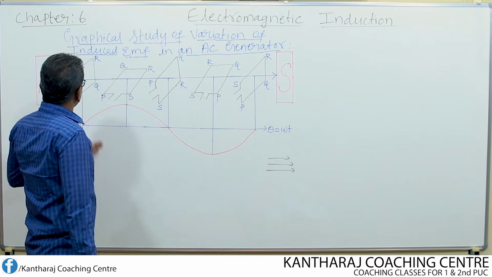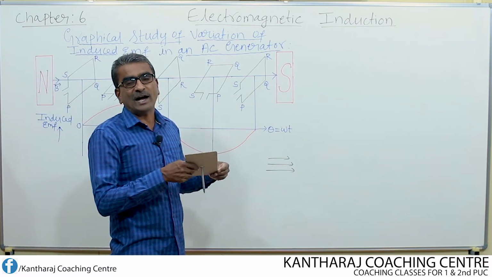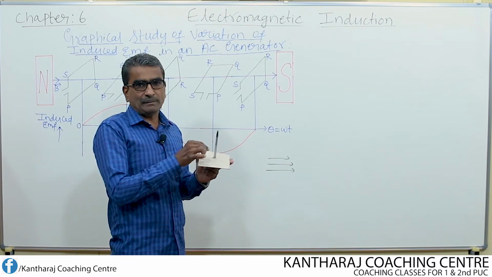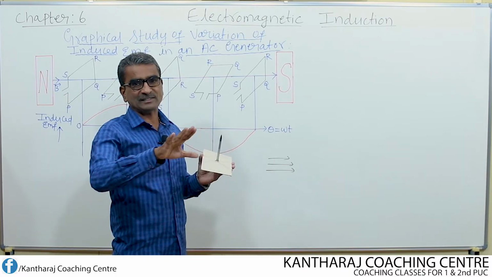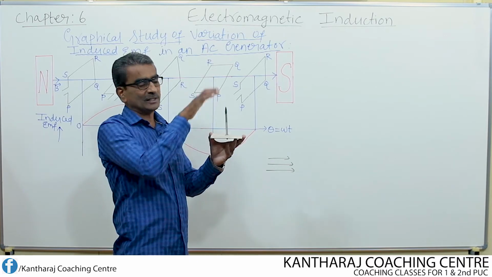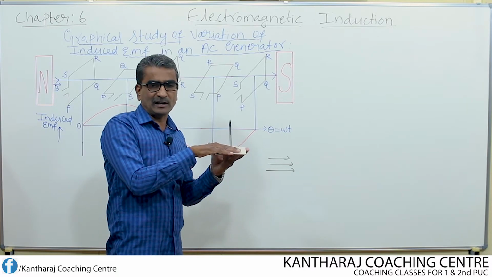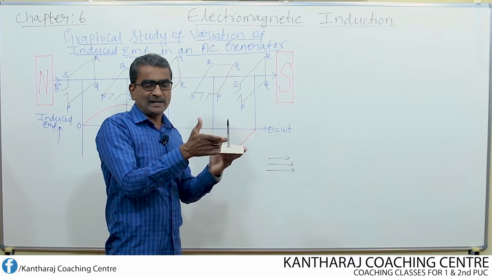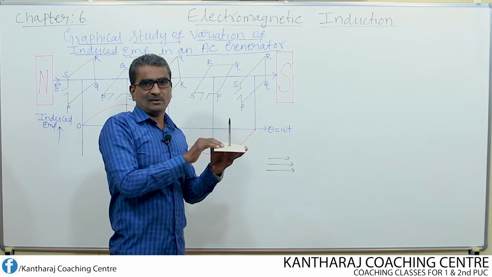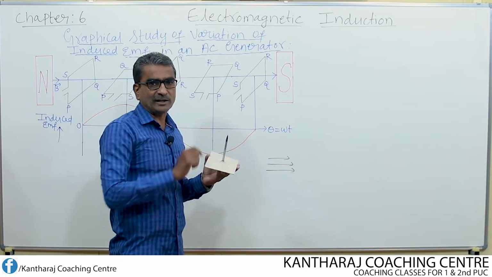Now let us consider the different positions of the coil. Let us imagine this cardboard itself as a coil, and the pen which is fixed exactly at the center represents the area vector. That means the direction of the area vector is outwards. So if this is the area of the coil, then I can represent the area of the coil by means of a vector by drawing the vector along which direction? In the outward direction. Okay, so the pen represents the direction of the area vector of the coil.